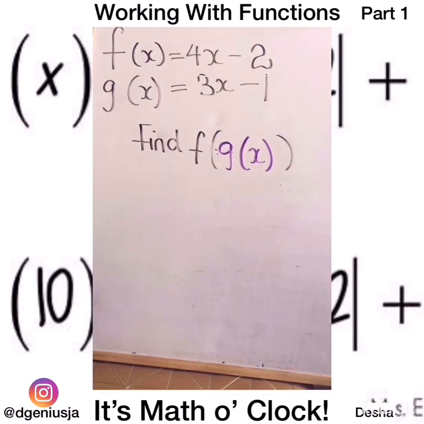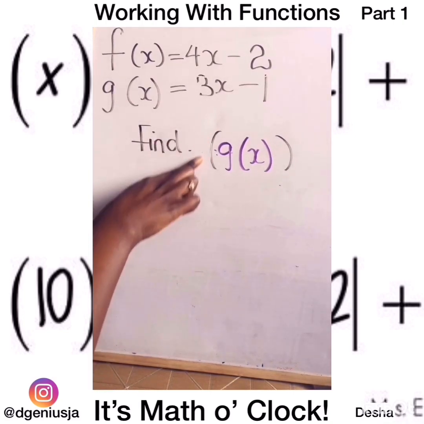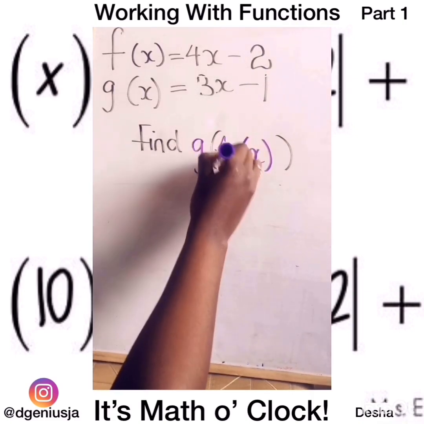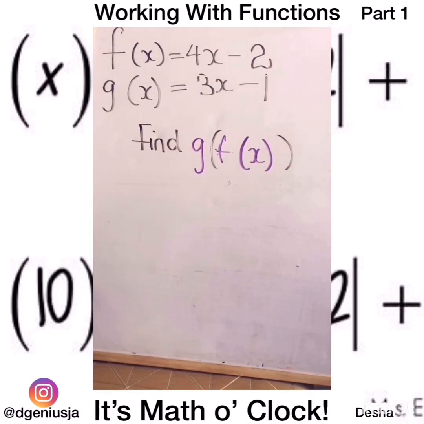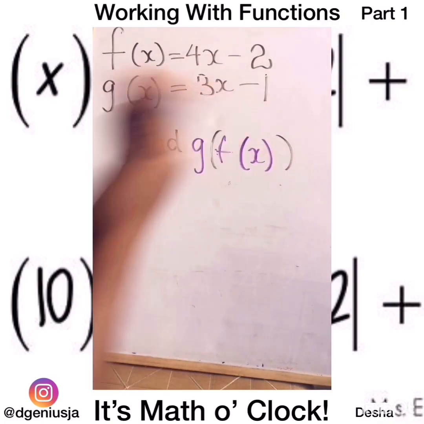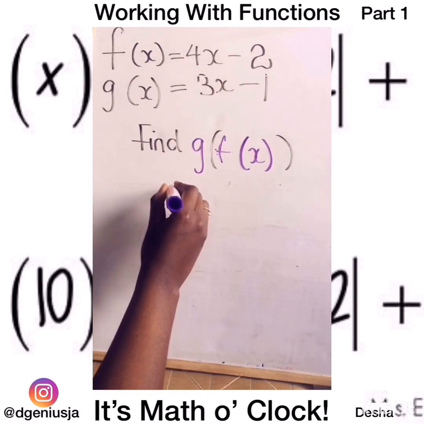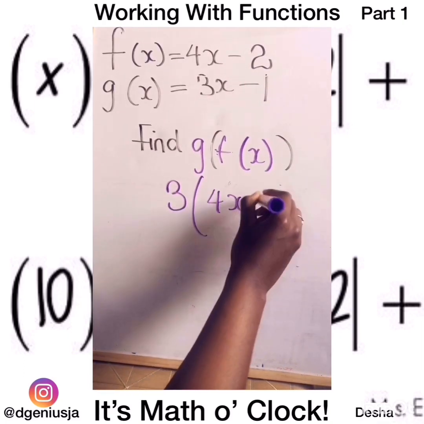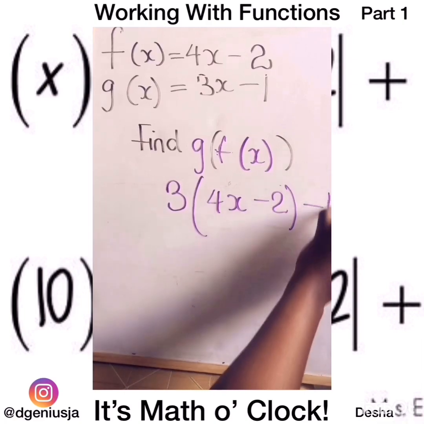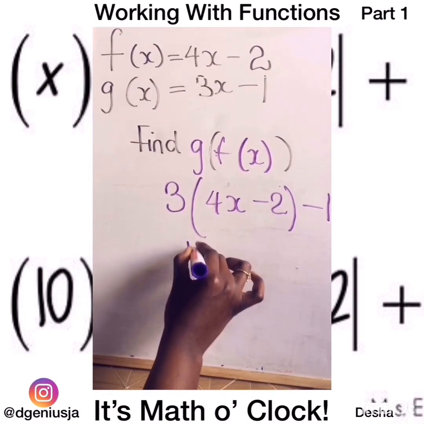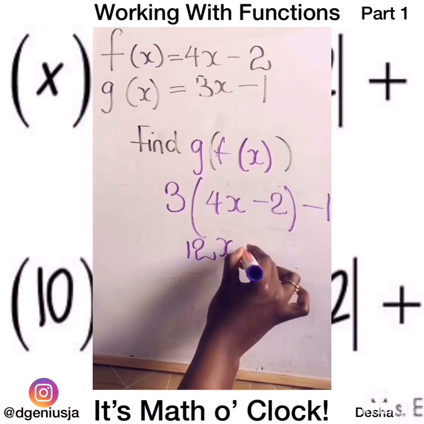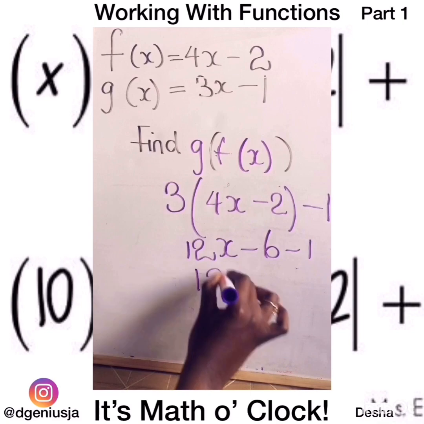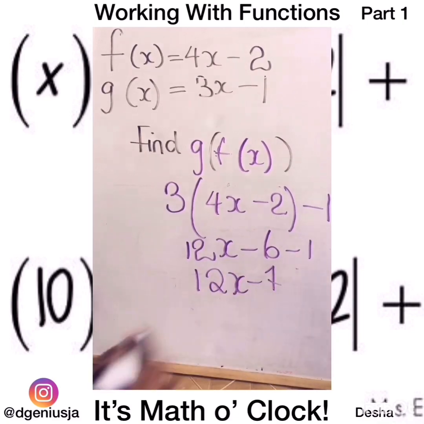Suppose we wanted to reverse this by saying g of f of x. All we need to do is to input the value of f into the function g. This will give us 3 into 4x minus 2, minus 1. 3 4s are 12x, minus 3 2s are 6, minus 1. So 12x minus 7.